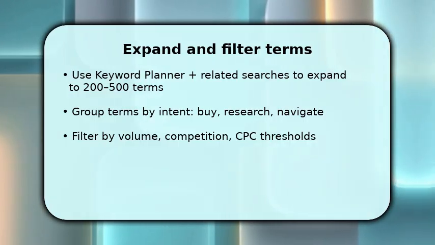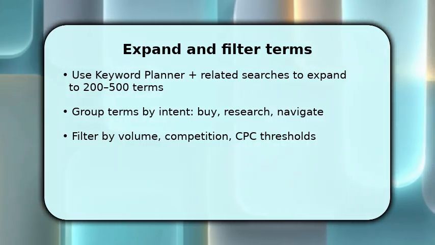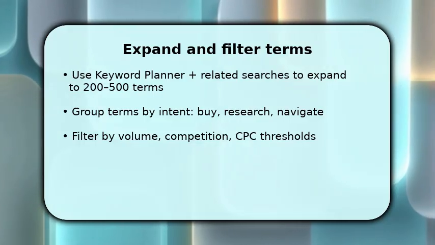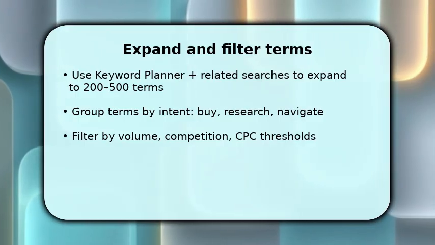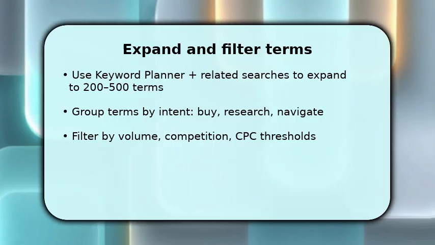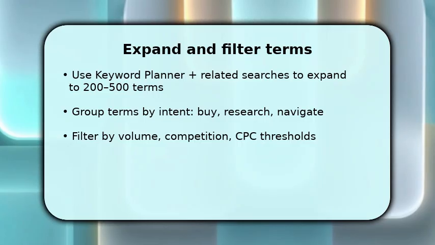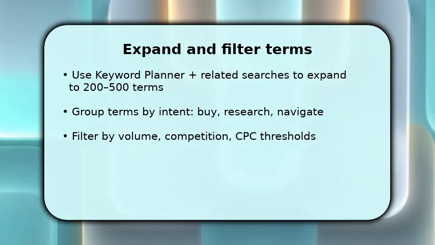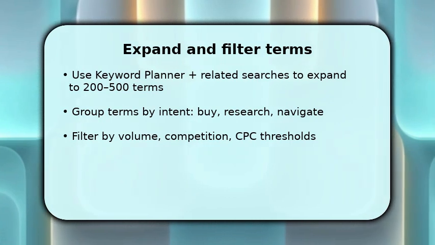After that, group terms by user intent: transactional, informational, navigational, because match types and bids differ by intent. Once grouped, apply filters for minimum monthly volume, maximum competition, and target CPC thresholds to remove poor fit terms. Then calculate estimated ROI per group. If a cluster shows low conversion potential, deprioritize it before you set match types and bids.